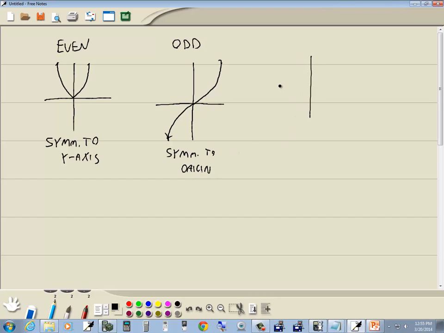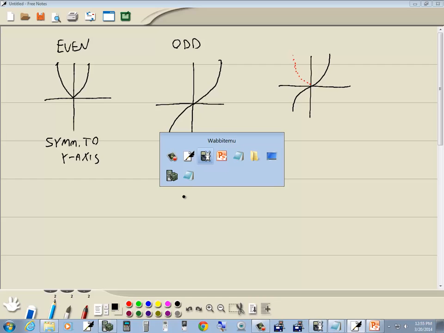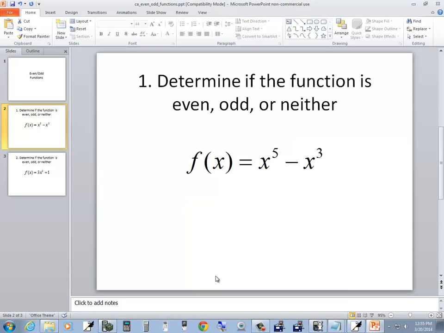Now graph-wise, you start with one of your quadrants. Doesn't matter which one you start with. Let me start with the first quadrant here. If I flip it across the y-axis, it'll look like this right here. Now if I flip it across the x-axis, the question is, does it land exactly on this piece right here? And if it does, that means it's odd. So this is the graphical way to determine if something's even or odd. So let's look at a couple examples and see how to use that on the calculator.